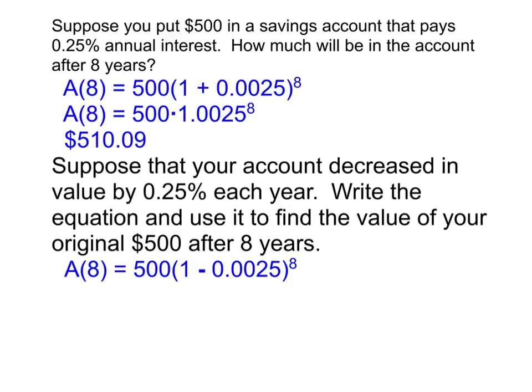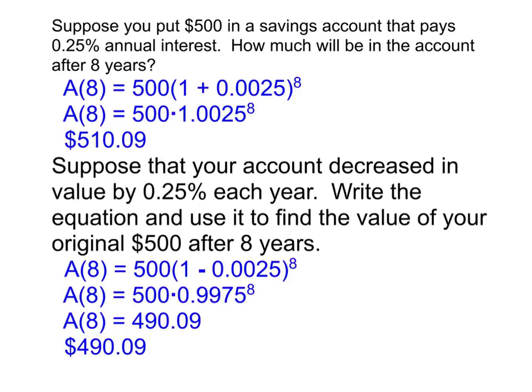And so basically when you are decreasing in value, really what it means is that you're now subtracting instead of adding. And so that gives me something that looks like this, which I can go ahead and calculate that out. So it gives us $490.09 if it went down by that same amount. Lost $10.91.